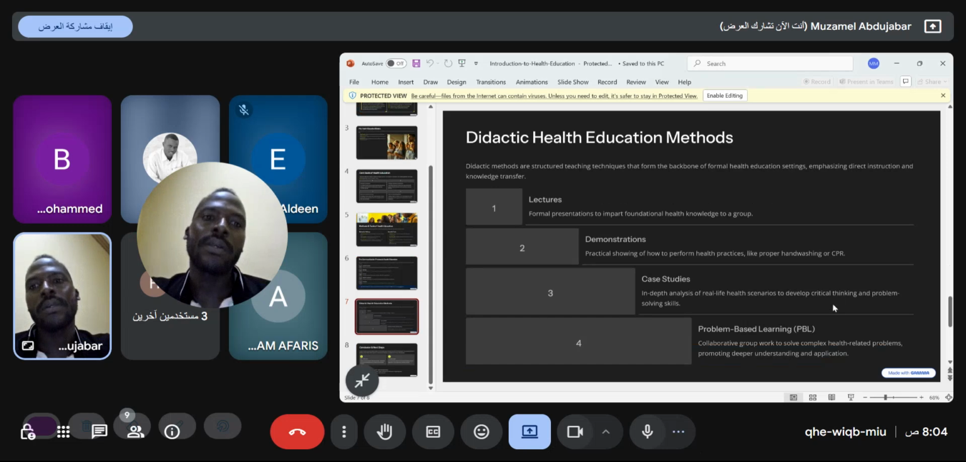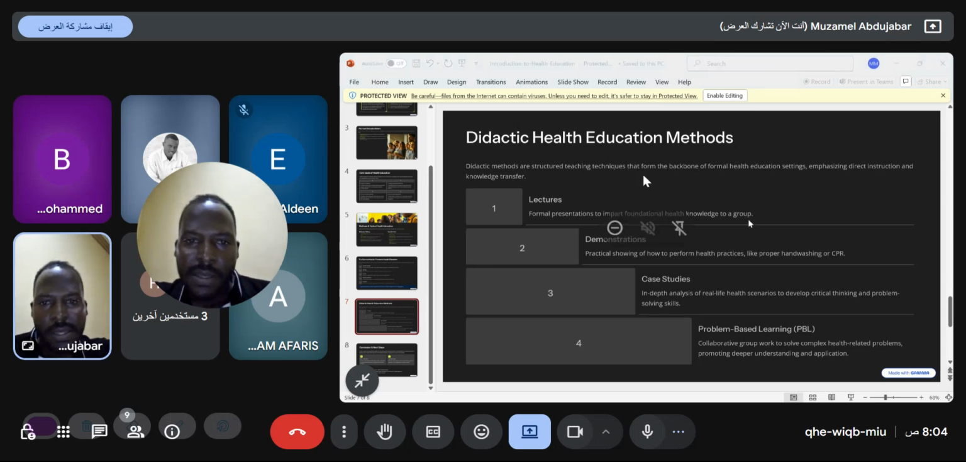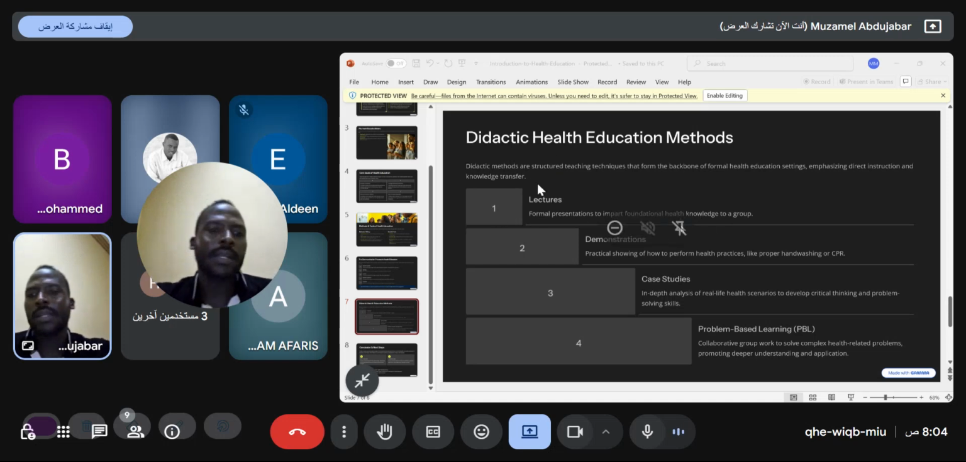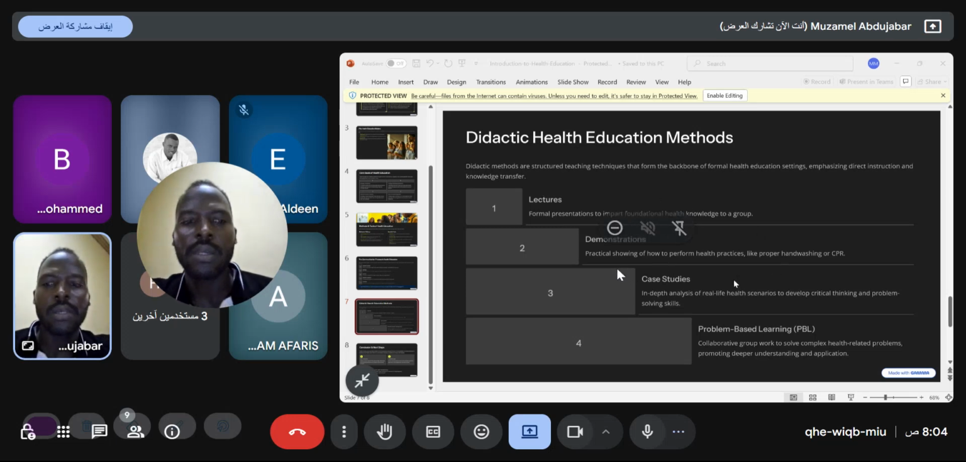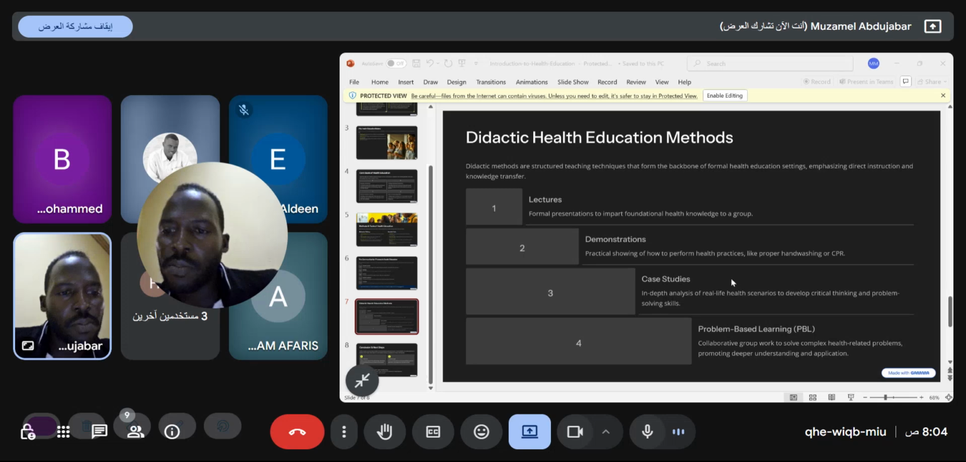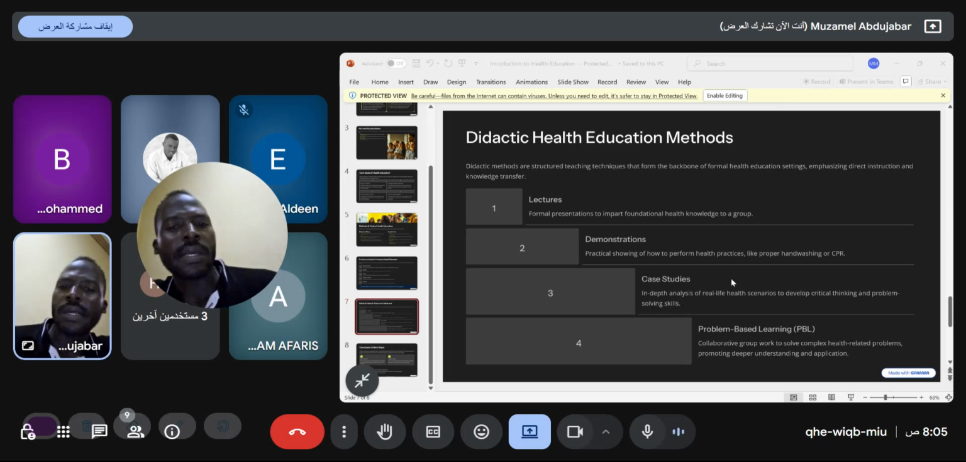Now let us look at the health education methods. The didactic methods are structured teaching techniques that form the backbone of formal health education settings. One of them is lecture, like what we are doing right now. Then demonstration, which is a practical performance, like proper hand washing or on-the-job training, showing people how to clean their hands.